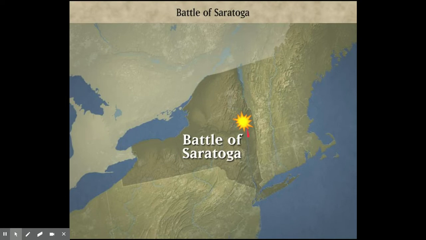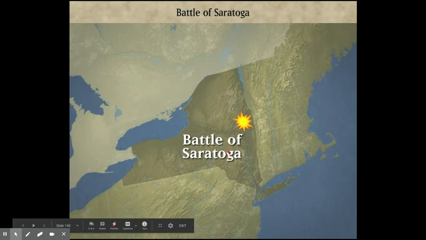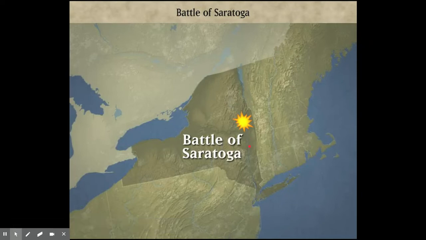And they are going to meet up, and they are effectively going to control all of this Hudson River Valley, cut New England. Remember, this part here is New England. They're going to cut New England off from the rest of the colonies. They think that's going to end the war. Okay, that's the plan.